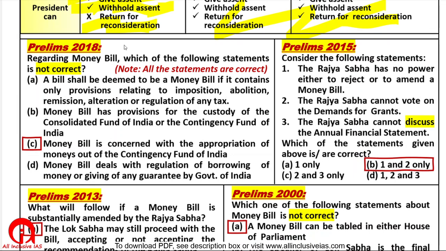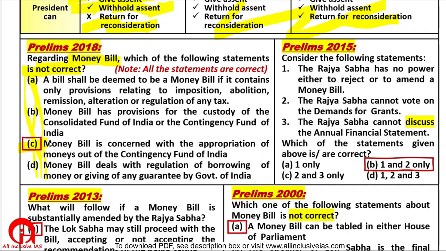Now let us see the previous year questions on money bill. 2018 question. About the money bill, which of the following are not correct? See, technically, all the four statements are correct. Still, UPSC gave the answer as C. The reason why UPSC gave the answer as C is, see, the paper setters are also humans like us, na? So sometimes they also make some mistake.